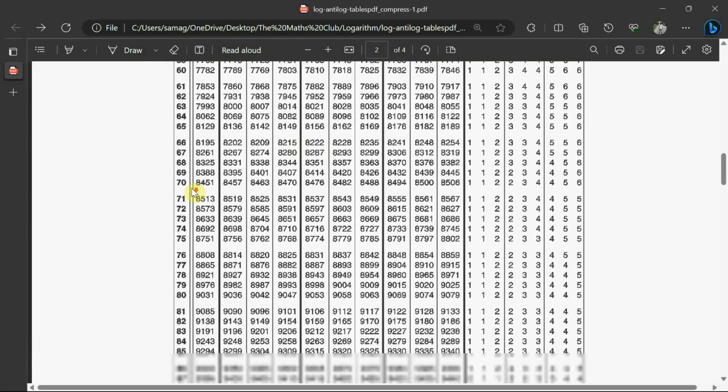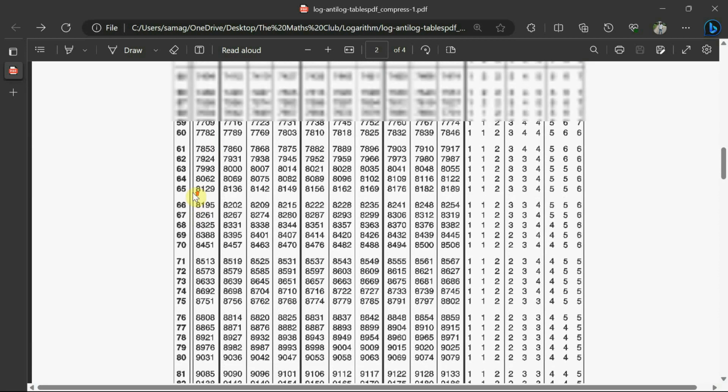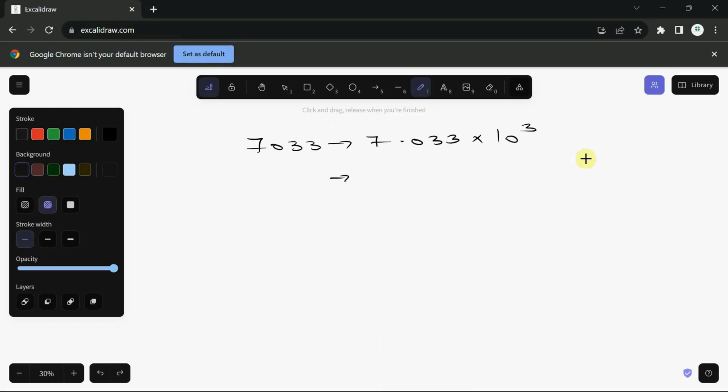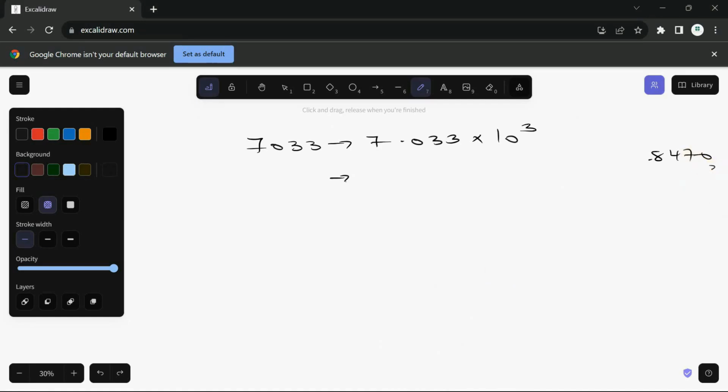So 70, this is 0, so 70, 0, 1, 2, 3, that is 8470. You can say 0.8470. 70 under 3, then difference 3. If I go to difference 3, it is 2. So I'll just add 2 to this, and that'll give me 0.8472.